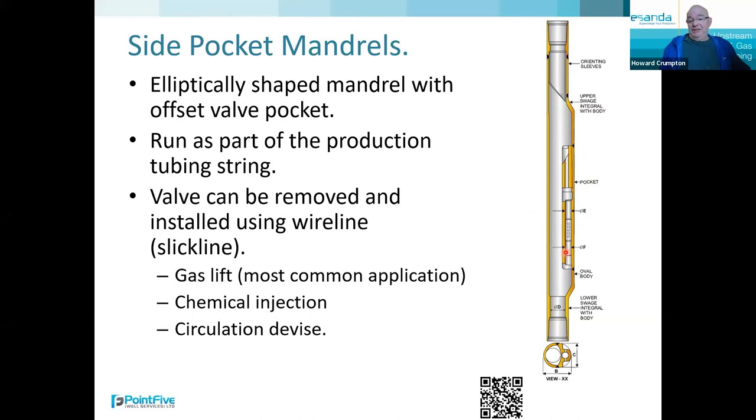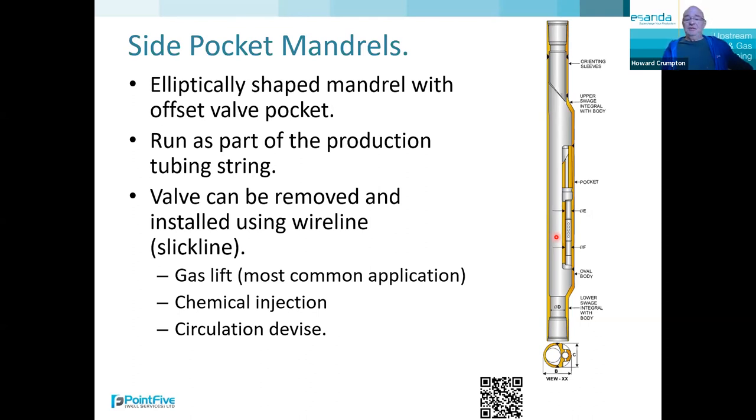The most common application is for gas lift. If I pump gas down the annulus, it goes through the gas lift valve, and what I'm doing is continually injecting my produced fluids with hydrocarbon gas. That reduces the density of the fluid in the tubing, enables the well to produce more efficiently, at a lower reservoir pressure. And there are hundreds of thousands of gas lift wells across the world using this type of technology.